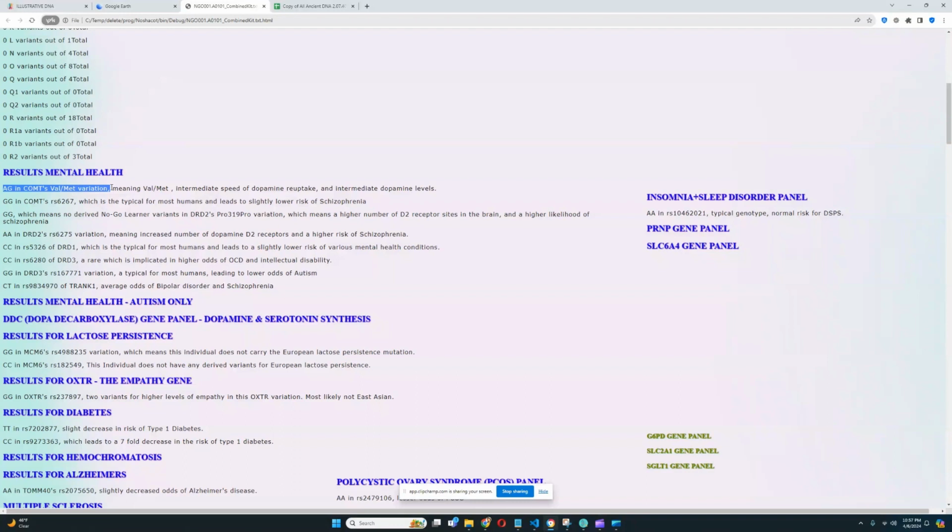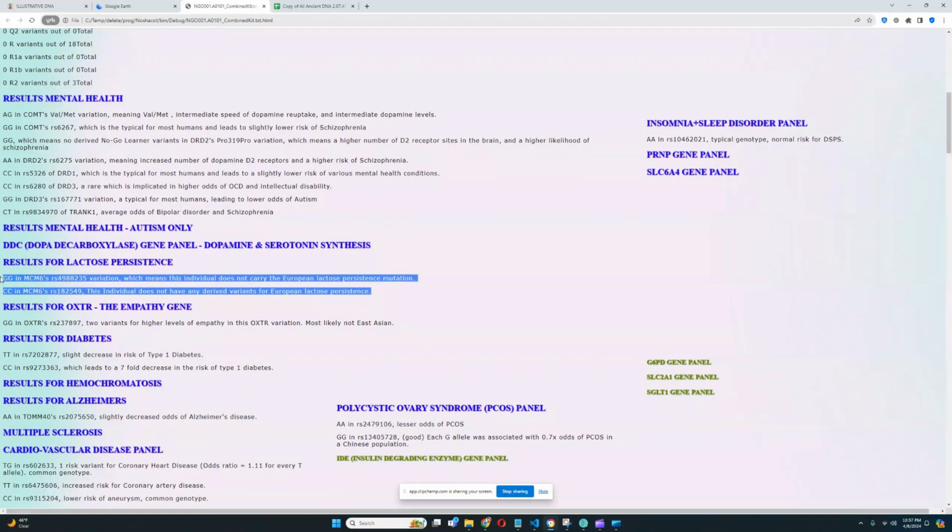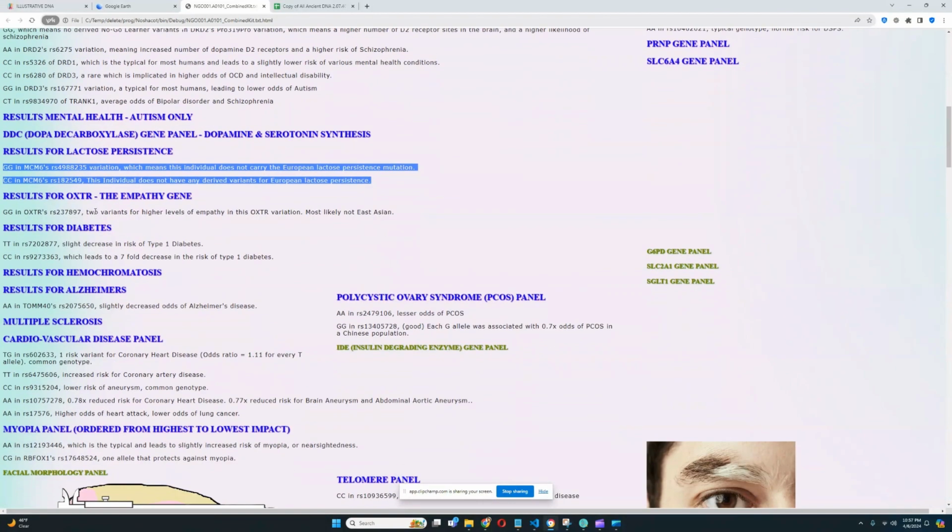Once again, the Warrior allele is kind of uncommon for sub-Saharan Africans, but it does occur in their population at a certain frequency. So I guess it's not that unusual. It looks like he does not carry the European lactose persistence mutation. It looks like he has two variants for higher levels of empathy in OXTR. Definitely very typical for sub-Saharan Africans to have higher levels of empathy, at least based on their genotype in OXTR.